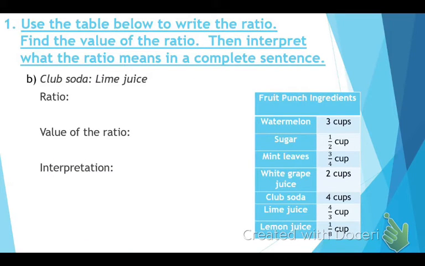Okay, for this next one, it's the same idea. You'll see it's still the same fruit punch ingredients, but now I'm looking at two separate ingredients.